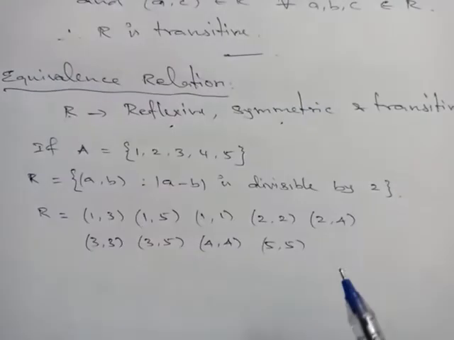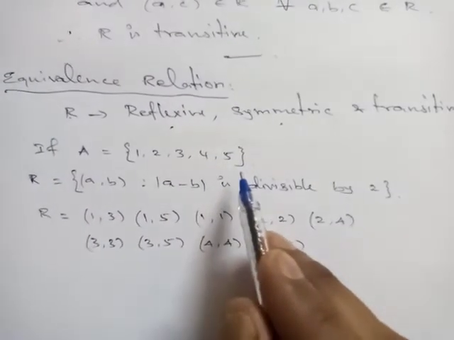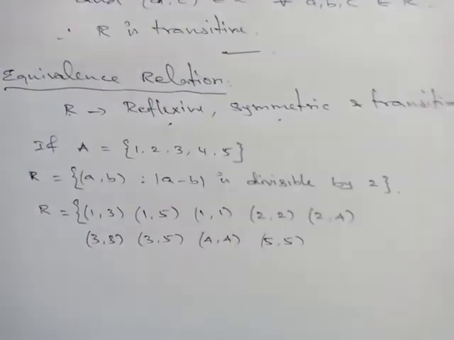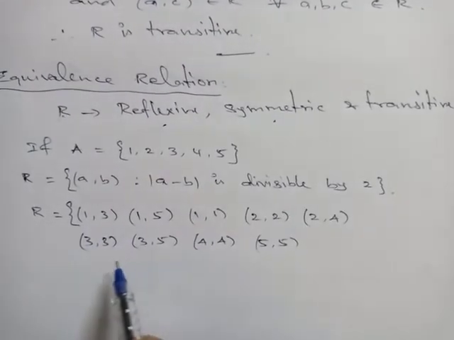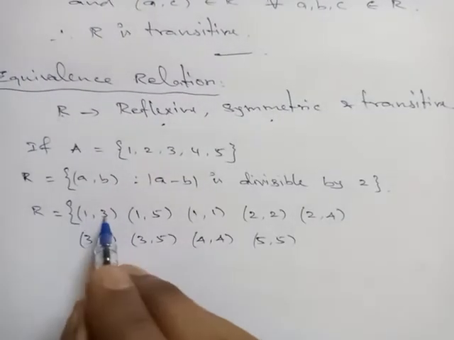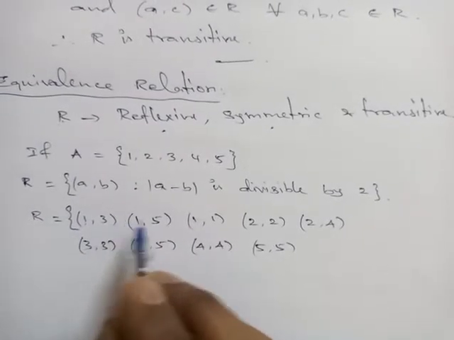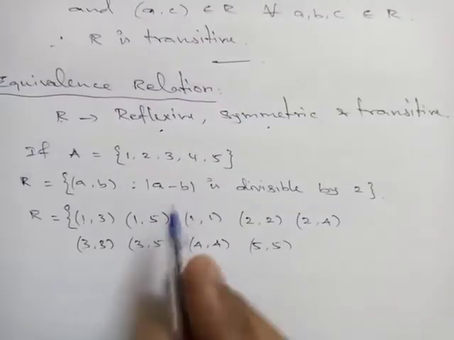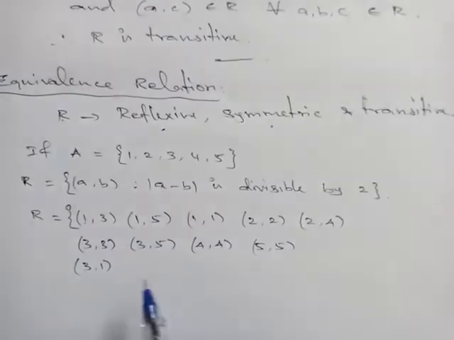Any other things? You just try. 4 comma 5 means minus 1, which is not possible, right? So that's all. And vice versa. 3 comma 1 I wrote or not? Yeah, 3 comma 1. 1 comma 3 means 3 comma 1 also will come, right? 1 minus 3 means minus 2. After taking this modulus 2, so that is divisible by 2. 3 comma 1 means 2. 2 also divisible by 2.